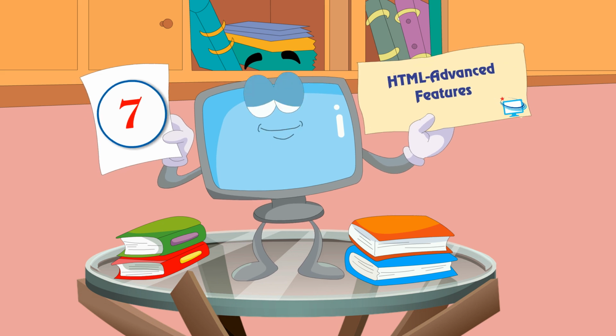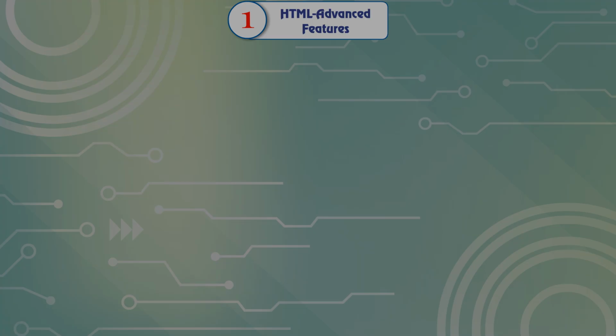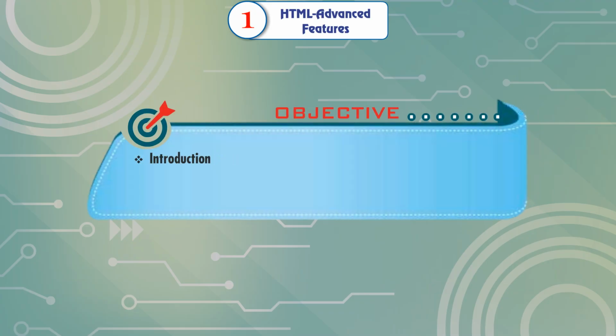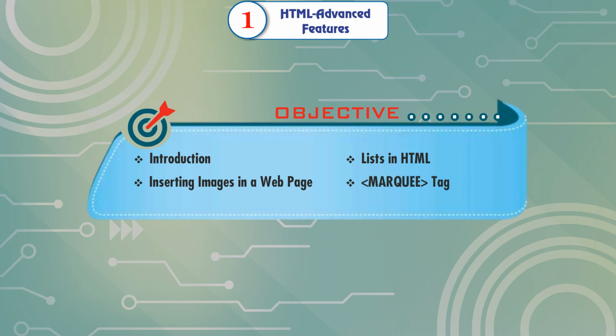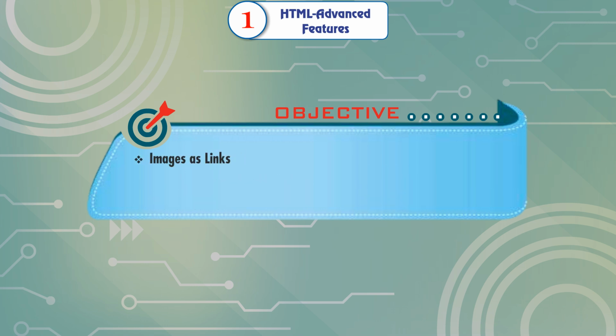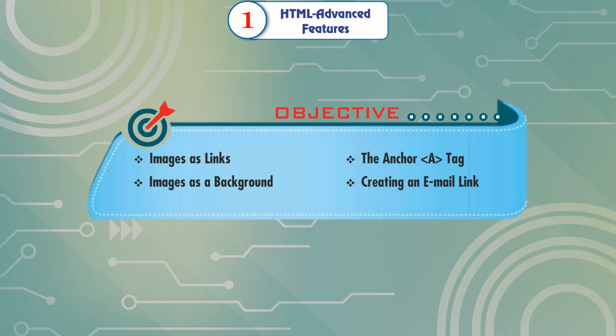Chapter 7: HTML Advanced Features. Objective. Introduction. Lists in HTML. Inserting images in a web page. Marquee tag. The image tag. Linking web pages. Images as links. The anchor A tag. Images as a background. Creating an email link.